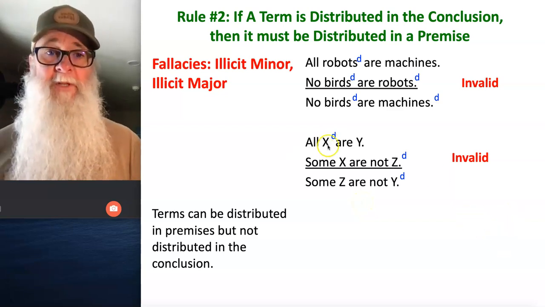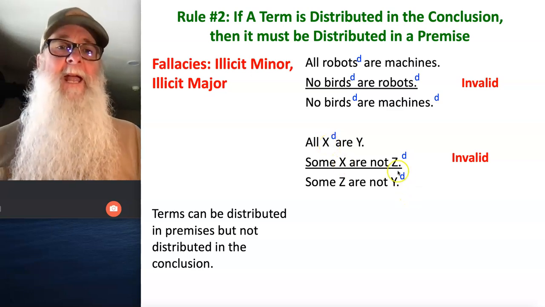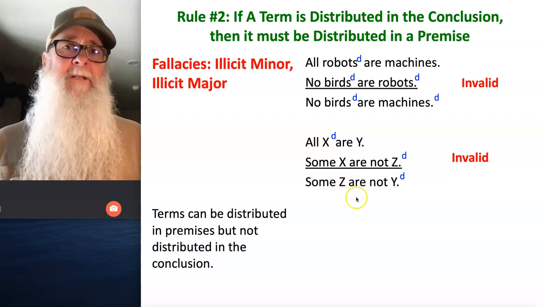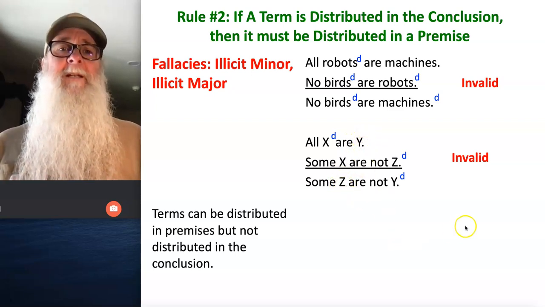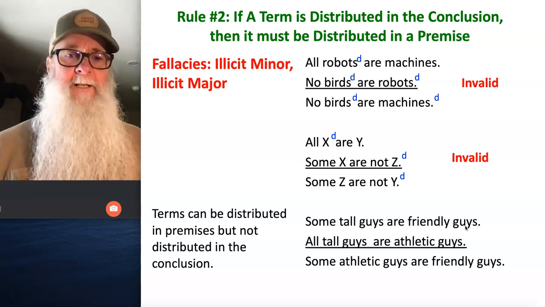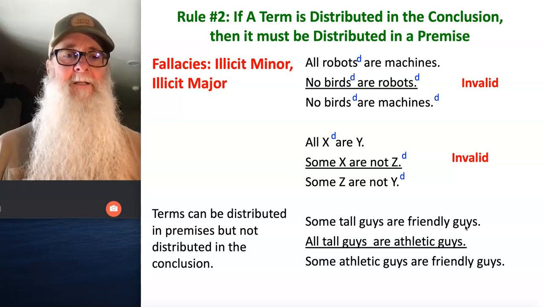We're only concerned with, so far, the middle terms and whether or not they're distributed at least once, and the major and minor terms, and making sure that if either is distributed in the conclusion, that it's also distributed in a premise. All right, finally. Some tall guys are friendly guys. All tall guys are athletic guys. Therefore, some athletic guys are friendly guys.